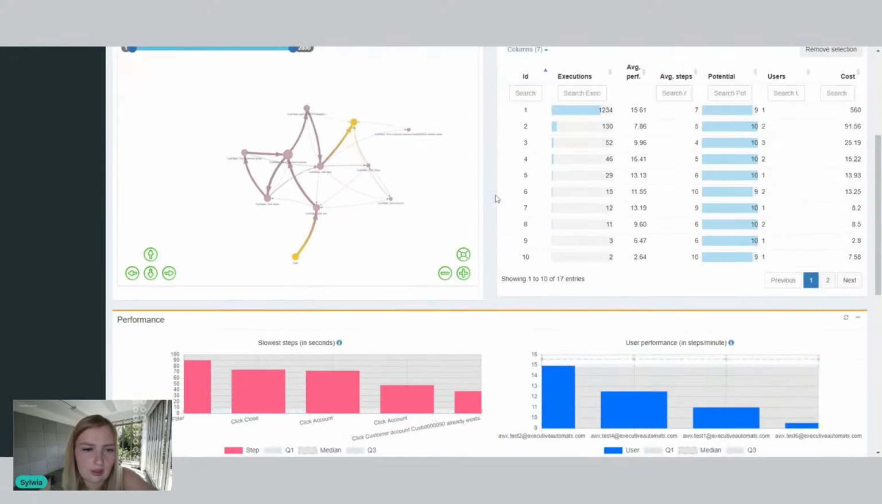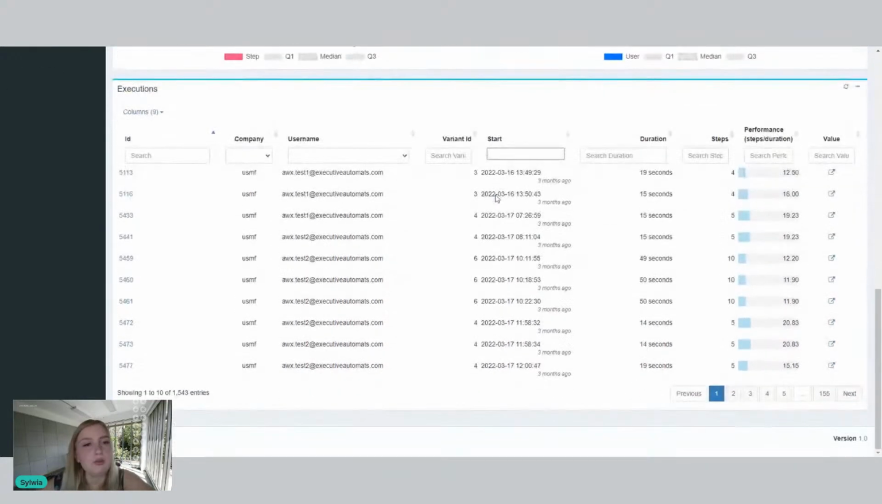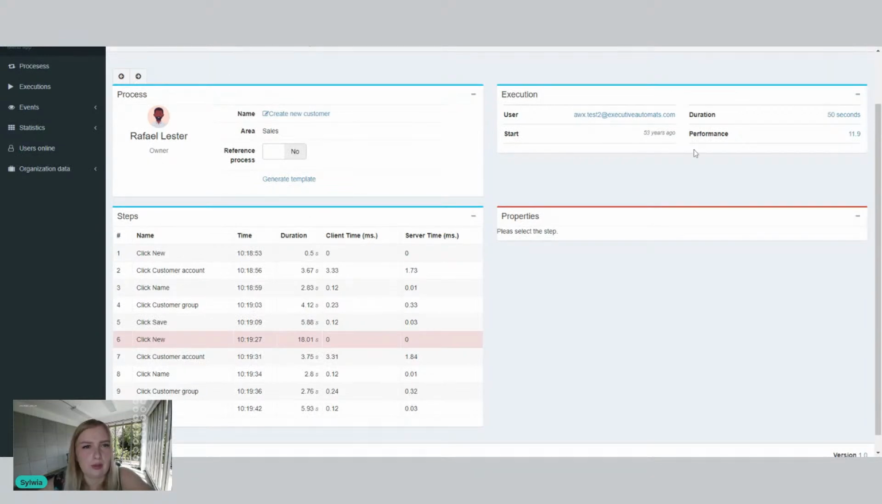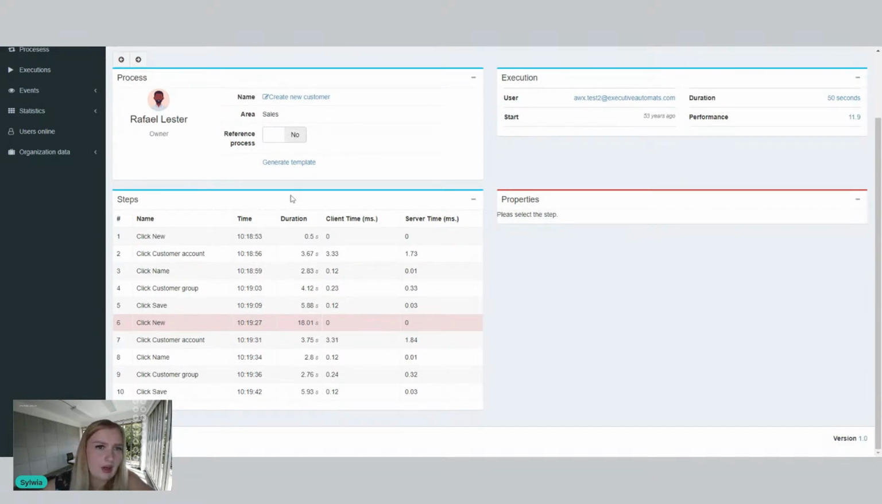So let me scroll down. And what we've got here are the executions of the process, the information in which company, in other words subsidiary, they happened, what user has done this execution, when, which variant they've used, and how long it took, the number of steps, and some other information. So let's take a look at, let's say, this one execution. There is some basic information about who has done it. Now, the steps, step by step, what was being done in this execution, at what time, how long these steps took.